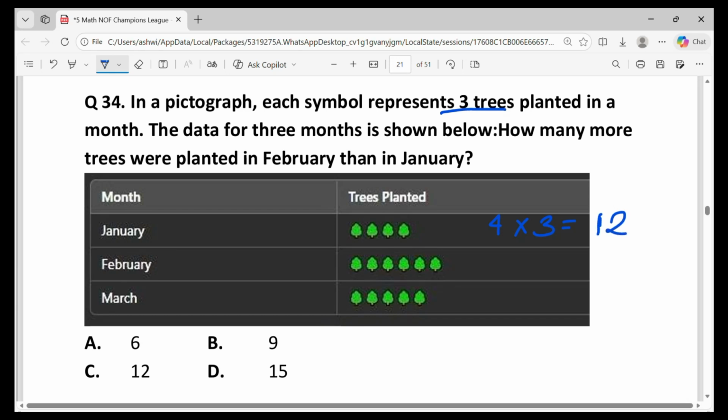And for February, that is 6 into 3. That is equal to 18. So the number of trees more planted in February will be 18 minus 12. That is equal to 6. That is option A.